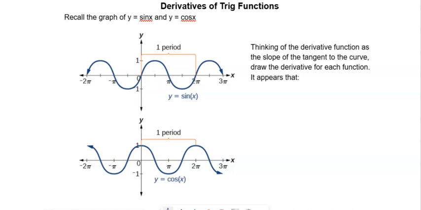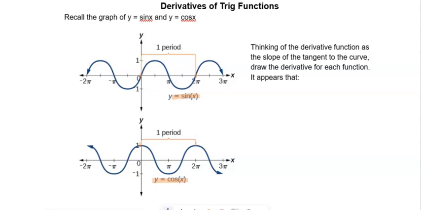Derivatives of trig functions. Let's remind ourselves what the graph of y equals sine x and y equals cos x looks like. So this is y equals sine x, where we start at 0, 0, and we go up and down and we have one full period at 2 pi. And then y equals cos x starts at the 1, and we go down and then up, and we have one full period at 2 pi also.